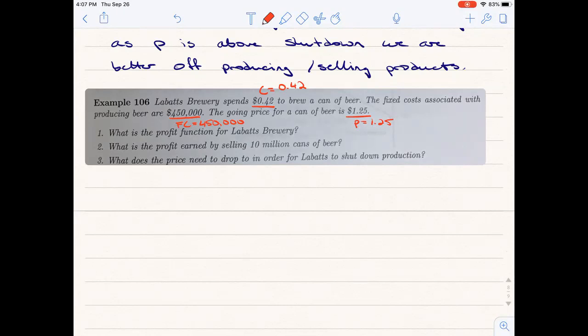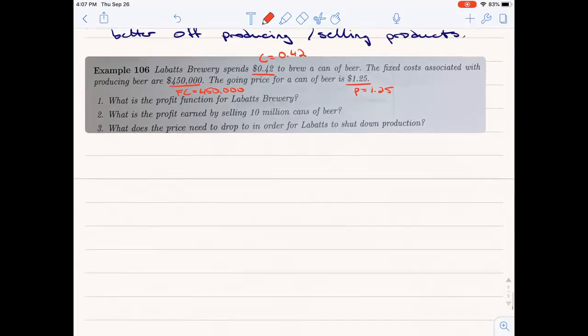So we want to know what is the profit function for Labatt's Brewery, then what's the profit earned by selling 10 million cans of beer, and then what does the price need to drop to in order for Labatt's to shut down production? So essentially, what's the shutdown point? You already know what it is. If the price drops below 42 cents per beer, you shut it down. If you're not able to sell it for enough to cover the cost, that's the shutdown point. So we've already answered 3, but we'll do it properly.